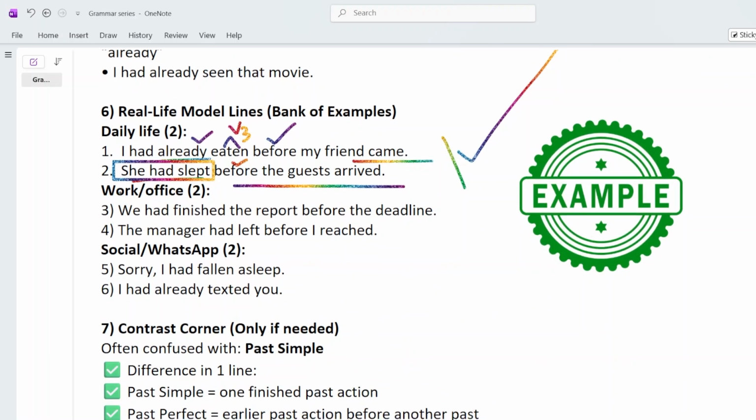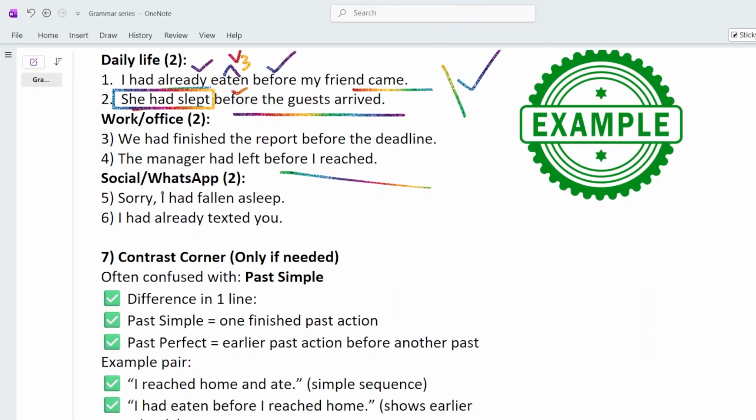Okay, great. Work, office. Okay, work or office scenario. How would this sound? Okay, we had finished the report before the deadline. The manager had left before I reached. All right. Social or WhatsApp. Sorry, I had fallen asleep. See, fallen. It's a V3 form of fall. Okay, great. Sorry, I had fallen asleep.